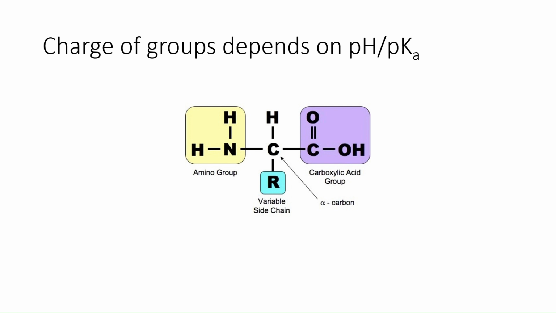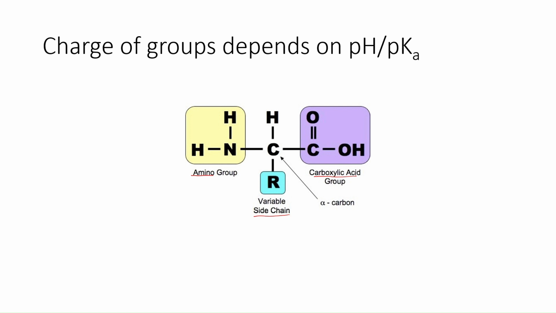So first, let's talk a little bit about the structure of an amino acid. The amino acid has three main parts: the amino group, the carboxylic acid group, and the side chain, which is represented by the letter R. When these groups are in solution, depending on the pH of that solution, each of these three groups has the potential of being ionized, or protonated and deprotonated.